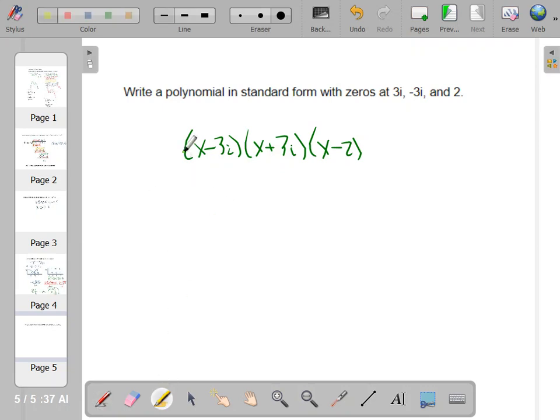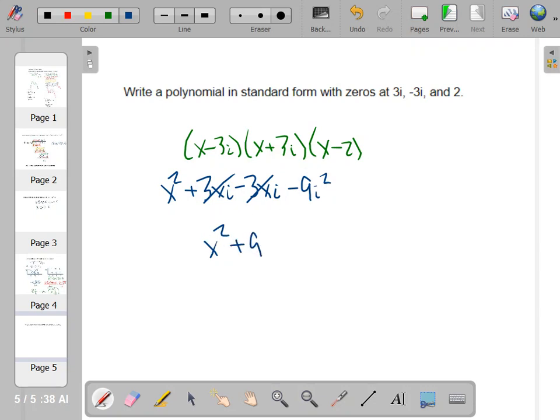So the trick to this is you want to expand this first with the complex numbers. And you might be able to do it in your head. I can do it. It's going to be x squared plus 9. But let me show you why. x squared plus 3xi minus 3xi minus 9i squared. So those cancel out, and then you have x squared minus 9i squared. That's negative 1. Negative 9 times negative 1 is positive 9. There you go. Now we just need to go one more step.